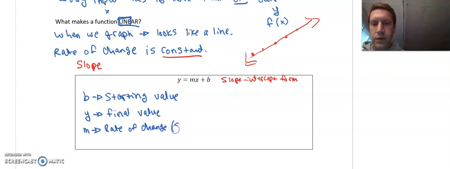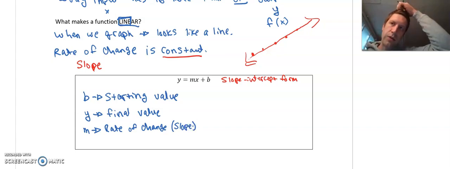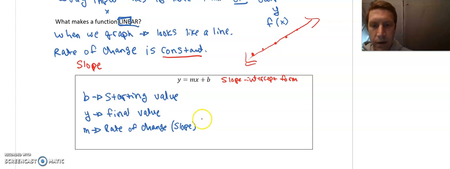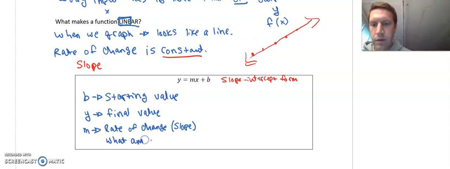We also said that's like your slope. Okay, you probably heard that as slope. And you just want to think like, how much am I adding every time, right? We're thinking about addition when we talk about linear functions. So that's another way to think about that is, what am I adding?